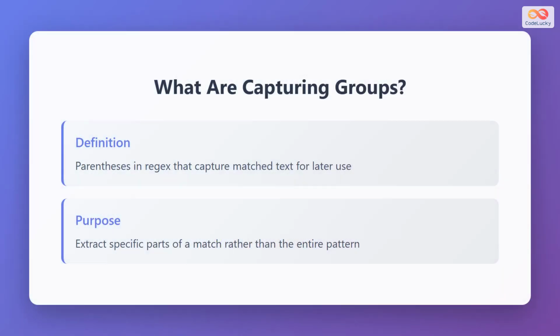So what exactly are capturing groups? A capturing group is created by wrapping part of your regex pattern in parentheses. When the pattern matches, the text that matches the part inside the parentheses is captured and stored separately. The main purpose of capturing groups is to extract specific parts of a match, rather than just finding the entire pattern. For example, if you're matching an email address, you might want to capture the username and domain separately instead of just knowing that an email was found.